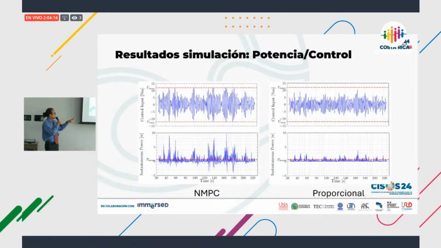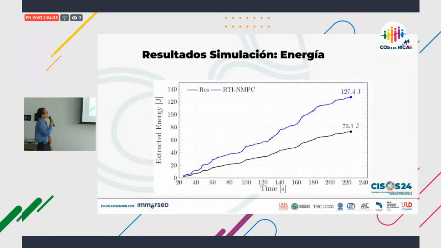So I can do that with an MPC. I cannot do it with a proportional control. And as you can see here in the MPC, I maximize the displacement of the float. So if I maximize that movement or the displacement, I am maximizing the displacement of the actuator and I'm getting more energy. This could be a little bit more clear.